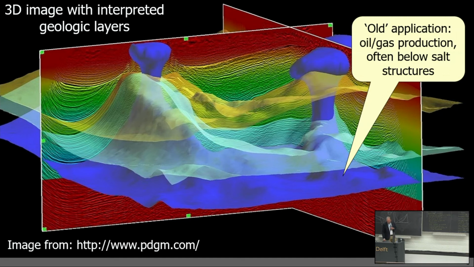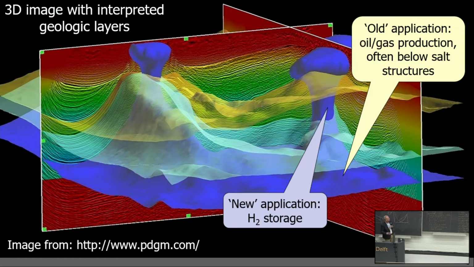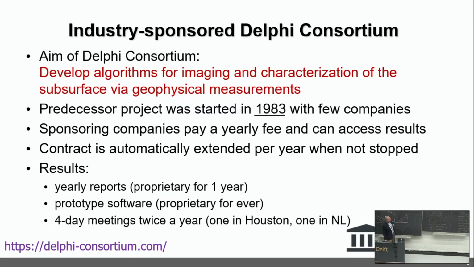And of course, in the old application, we are typically using this image to look at what is below the salt, because that's where the reservoir of oil and gas typically could be. But nowadays we would like to see what is happening inside the salt, and how things are stored there. So I'm also very excited about this new application. At least for me, it's new. So what about this Delphi consortium?